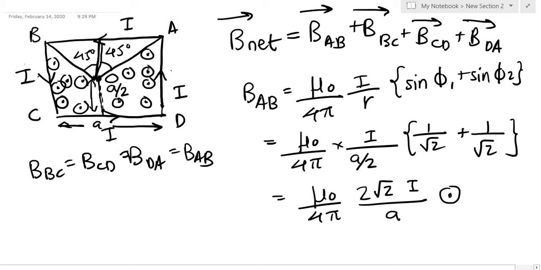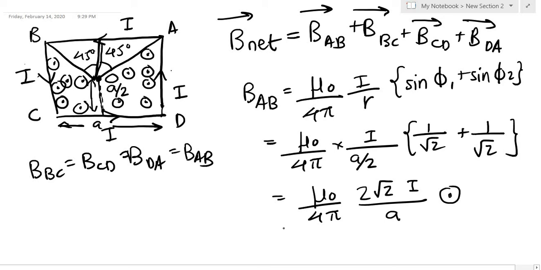So all the current carrying elements which contribute to a magnetic field at O, all of the magnetic field vectors are pointing outwards. So they have the same direction, right? Everything is coming out. If you have two vectors with the same direction, you can directly add them. So since this holds true, we can just multiply one magnetic field due to one element by 4.